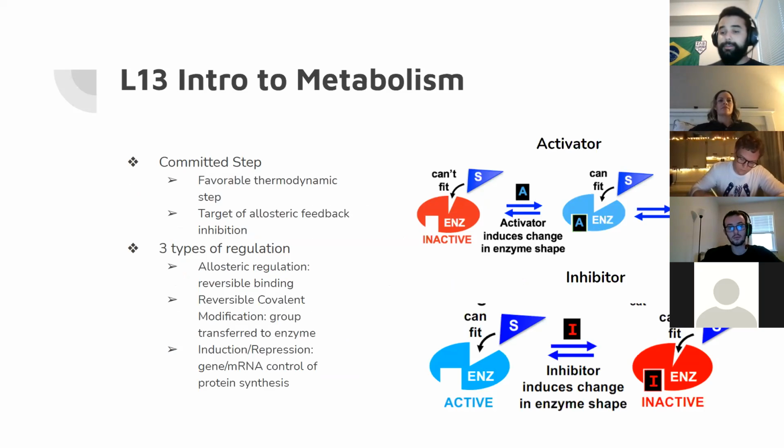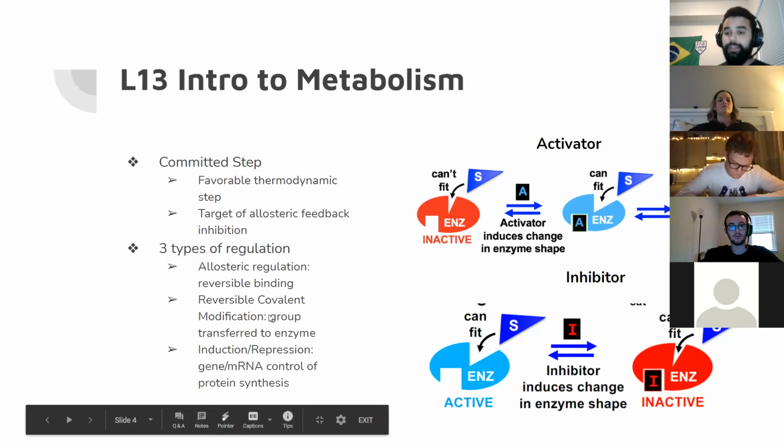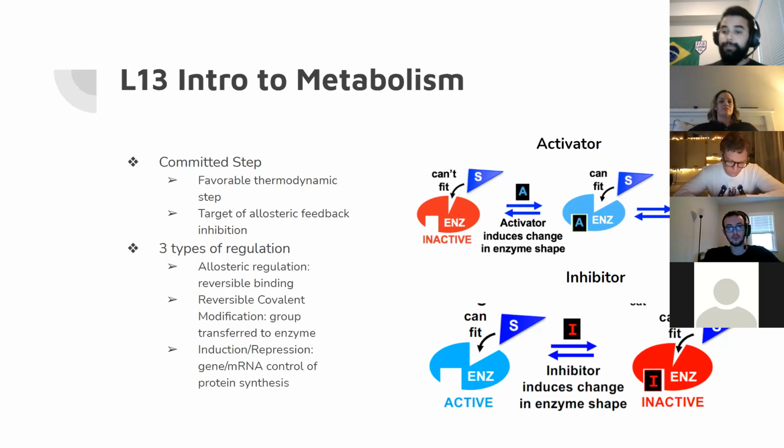So there's 3 types of regulations, right? We have our allosteric regulation, which is just a reversible binding in the allosteric site, right? We kind of looked at that in a non-competitive binding. So this is the allosteric regulation, right? And then we have a reversible covalent modification. So this is when a group is transferred to the enzyme. It's covalently bound to the enzyme. Then we have induction and repression, and these are going to be mainly gene regulations, right? So gene and mRNA controls that control the overall protein synthesis of our committed step enzyme.